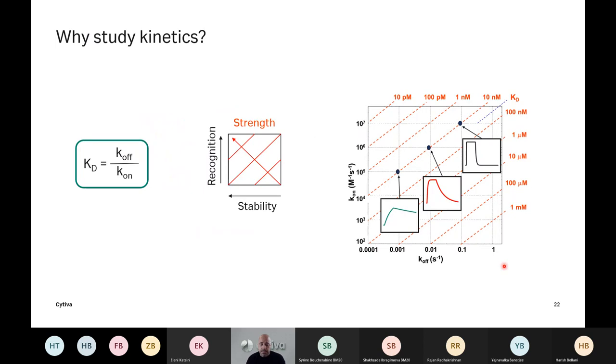So why is it important to study kinetics? Because with kinetics, we can get much more information than just knowing the affinity, the KD. From the kinetics, we will determine the on rate and the off rate. And from these two terms, we can get to know the KD, what we call the affinity.